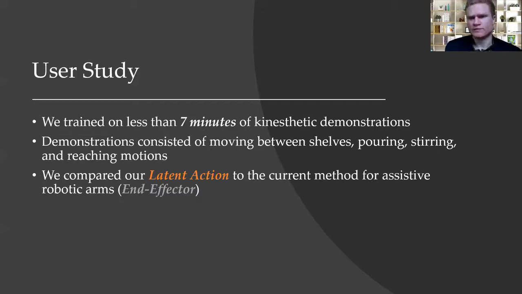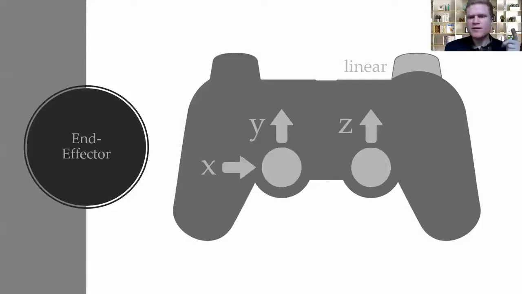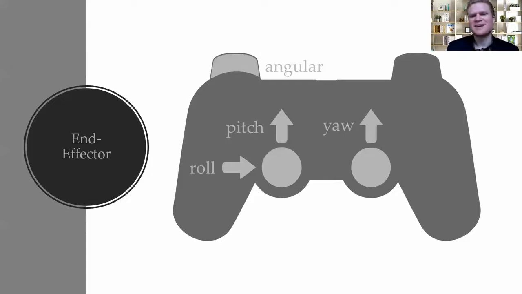We then compared 2 different strategies. First, our latent action approach that we've just been discussing, and second, the current method that's being used for assistive robots. This is going to be the end effector approach. You might remember this approach from the video at the beginning of the talk. There are different modes, and the user toggles between those modes by pressing a button. Here, one mode is going to be a linear controller, where the person controls the X, Y, and Z position of the end effector. And the other mode will be an angular controller, where the user directly controls the roll, pitch, and yaw of the end effector.